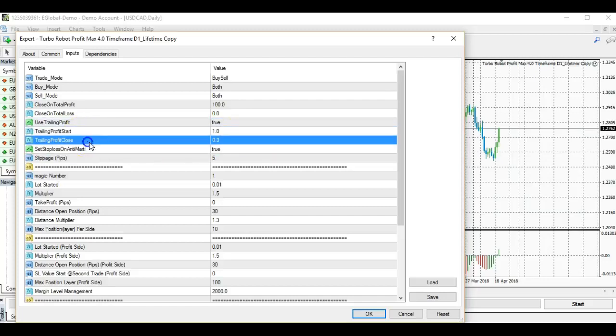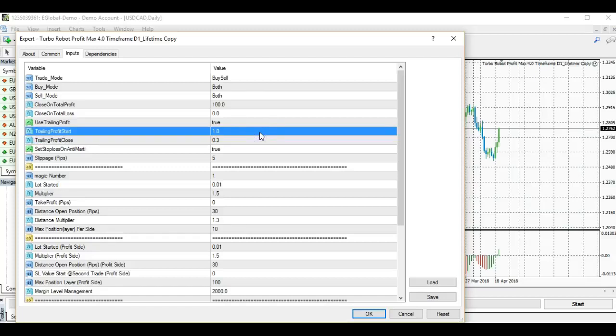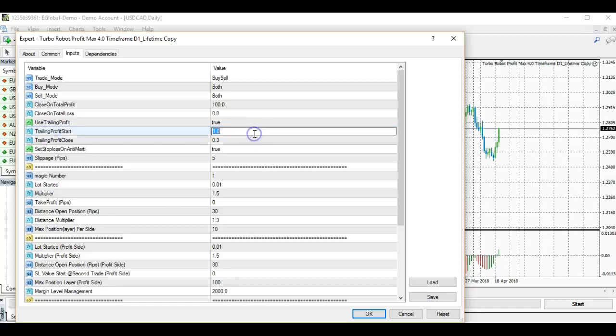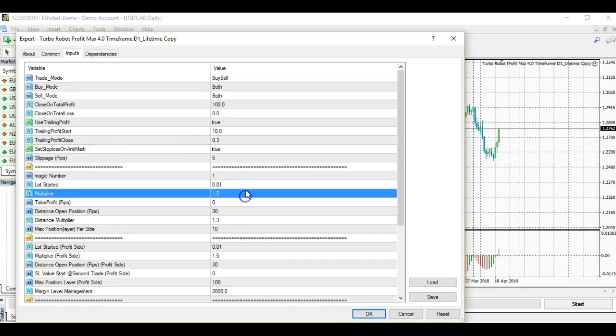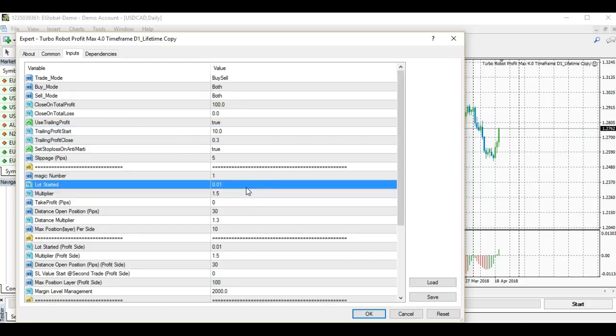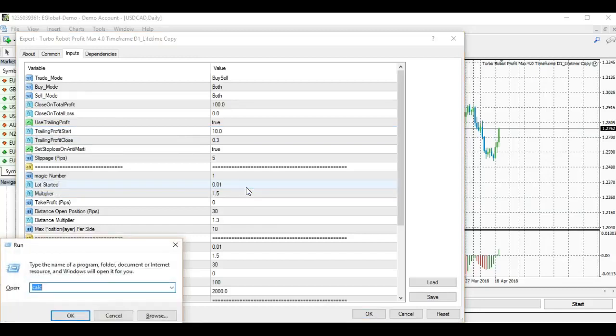So your trailing profit here, it depends on you. You want it $1 or $10. So how to calculate this, I will show you. The trailing profit over here will be based on how much your lot size is. So how to calculate? Let's say I will open a calculator.